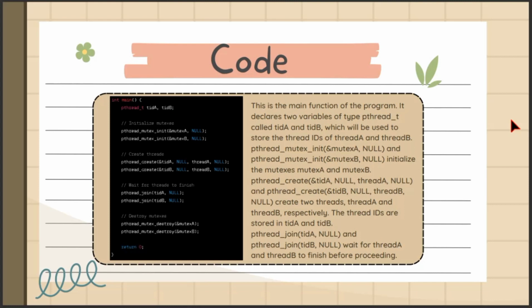Next line, we have pthread_mutex_init, or initialization. This is where we initialize mutex A and mutex B. Next we have pthread_create, which will create two threads respectively, and the thread IDs are stored in tid A and tid B respectively. Next we have pthread_join for A and pthread_join for B, which will wait for thread A and thread B to finish processing.